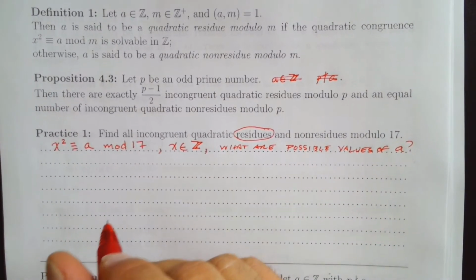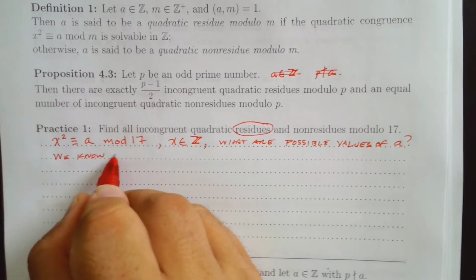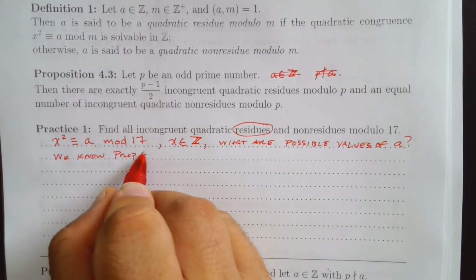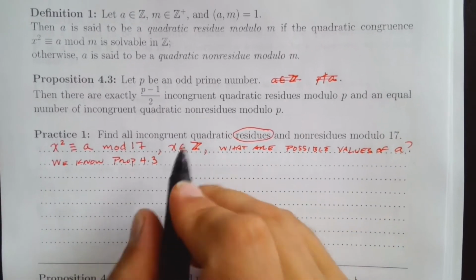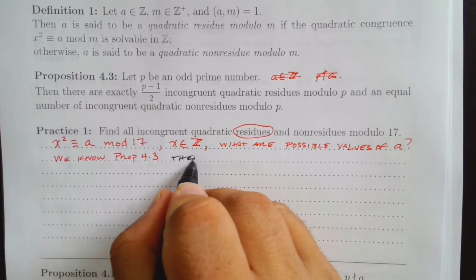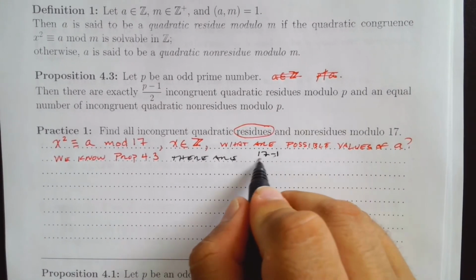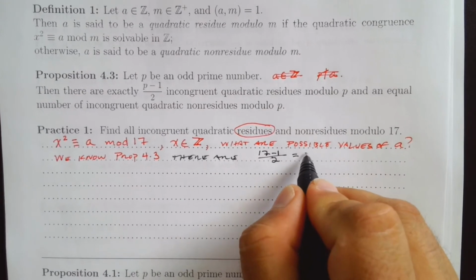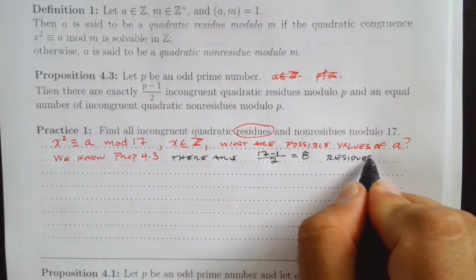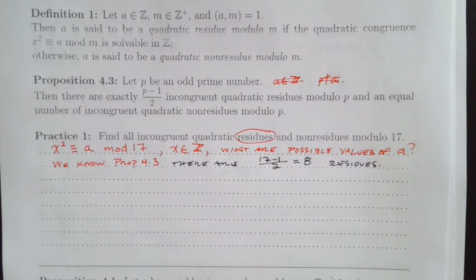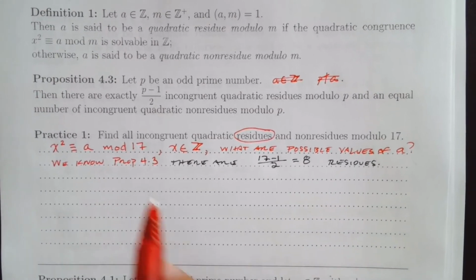Now we know from proposition 4.3 that there will be 17 minus 1 all over 2, which will be 8, residues modulo 17. So here's all we have to do.